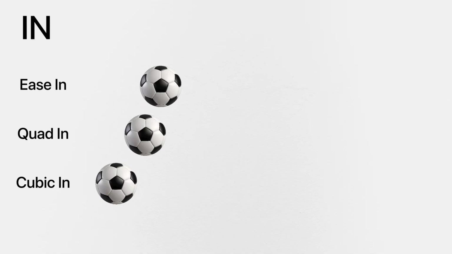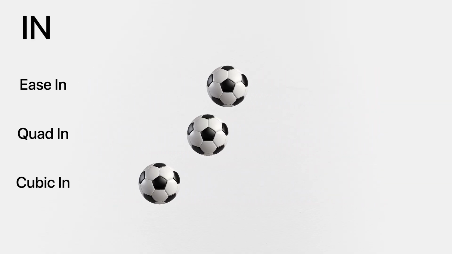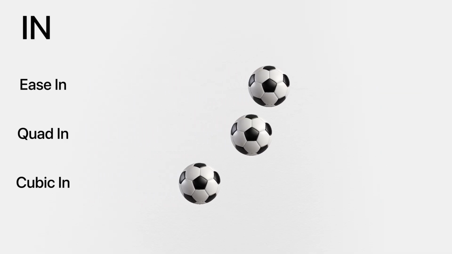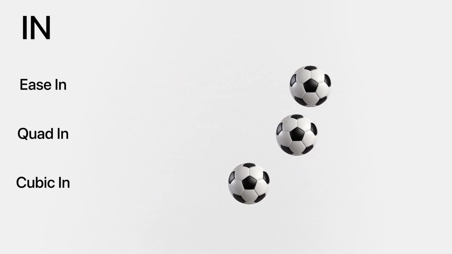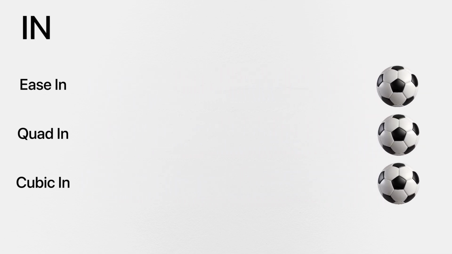Now let's push it even further. Cubic in. This one almost feels like it's being held back at the beginning, then suddenly it launches forward. If you want a dramatic entrance, this is usually the strongest choice. So instead of memorizing names, remember this. Ease in, gentle acceleration. Quad in, stronger acceleration. Cubic in, aggressive acceleration.